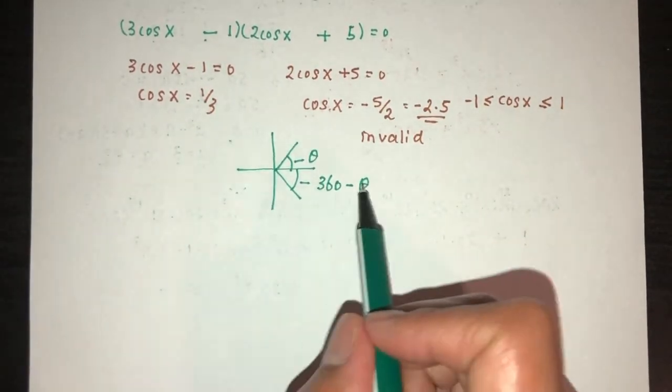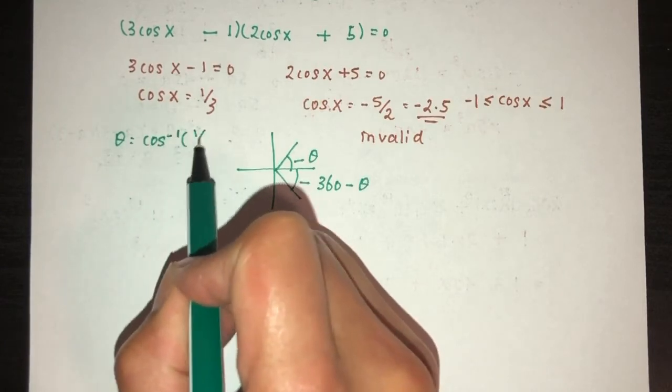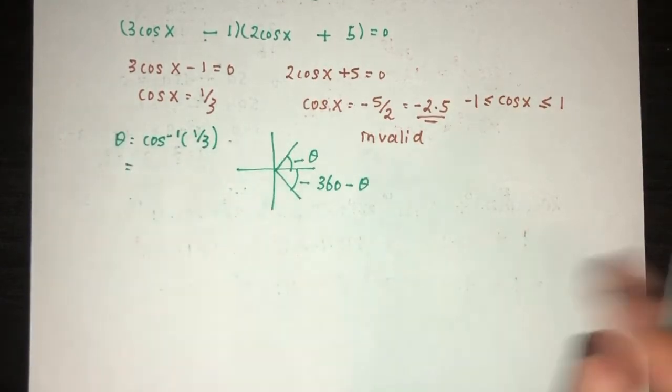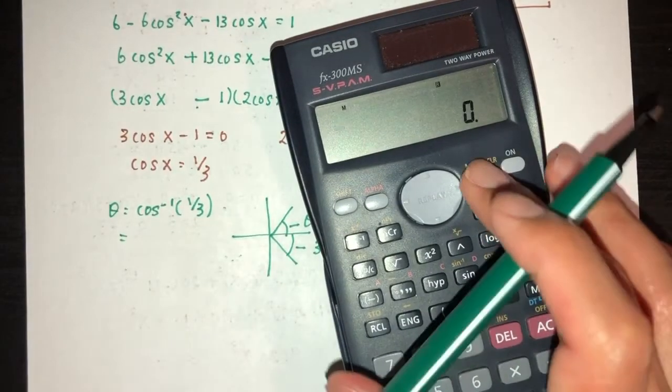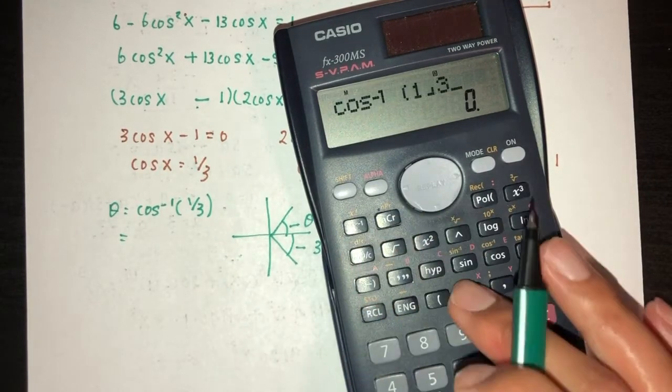So first you have to find the value of theta. Theta will be cos inverse of the positive value of 1 over 3. And this has to be in degrees, so make sure that your calculator is also in degrees. So cos inverse of 1 over 3.